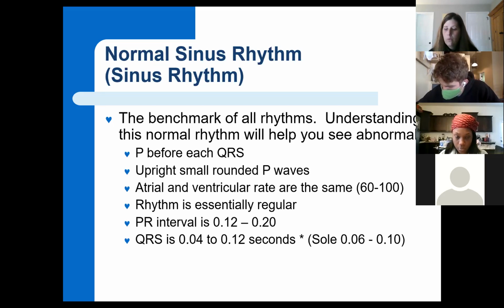That is normal sinus rhythm. There should be 1 P for 1 QRS. Okay? All right.